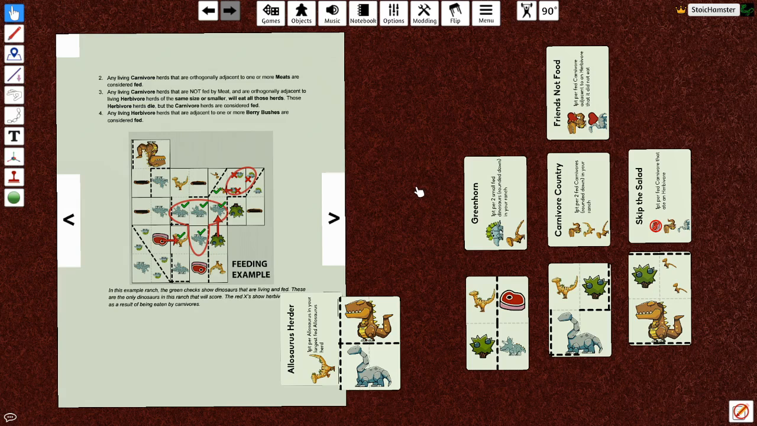Then count up your dinosaurs that are living and fed. You get 3 points per large, 2 points per medium, and 1 point per small. Add in the points from any goal cards you claimed, and that's your final score. That covers the whole game.